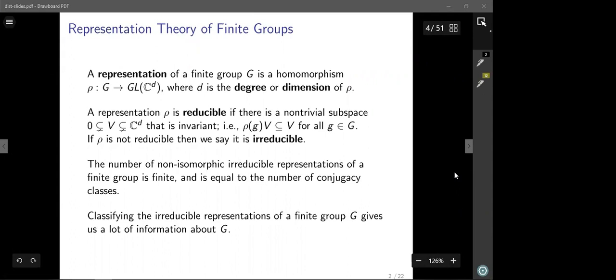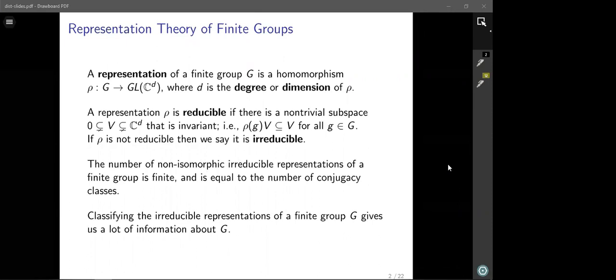Another theorem is that for a given finite group, the number of non-isomorphic irreducible representations is finite. In fact, it's equal to the number of conjugacy classes of the group. So this finite list of irreducible representations gives you a lot of information about the group G. And group theorists are always very interested in this sort of thing. It's one of the first things they want to know about a new group that you present to them.